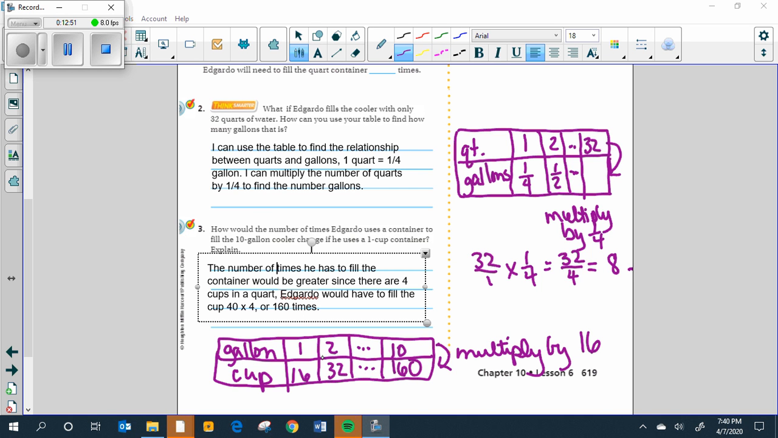I think it's easier to see it if you simply make the table. 1 gallon equals 16 cups, so 2 gallons equals 32 cups. We can take that on out to 10 gallons would be our rule. Going from gallons to cups is multiply by 16, so 10 times 16 is 160.